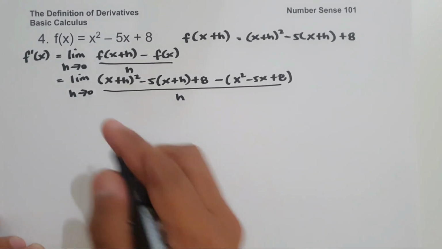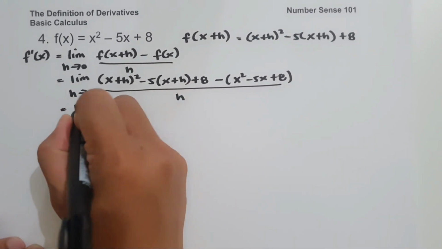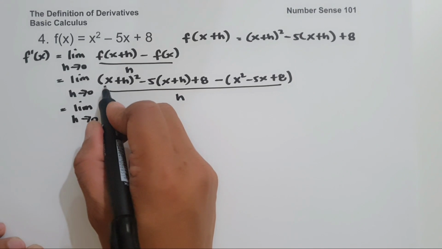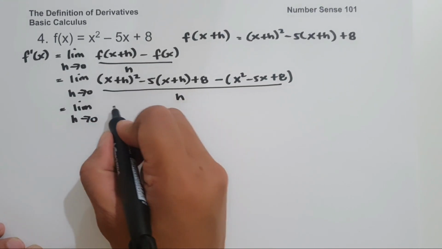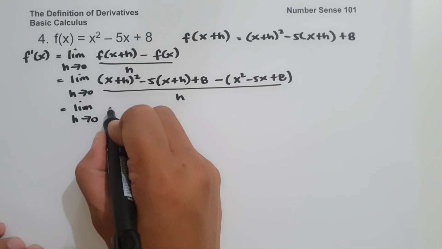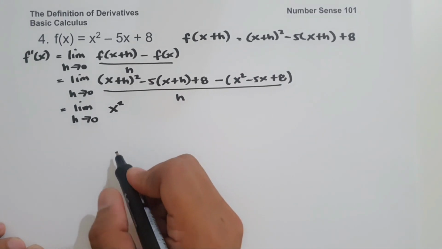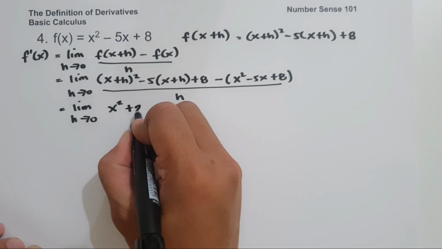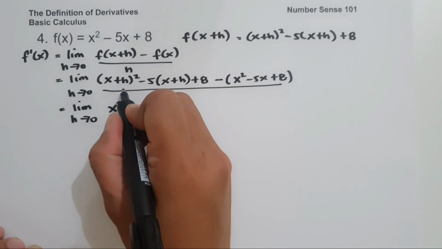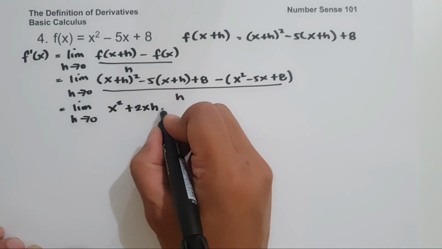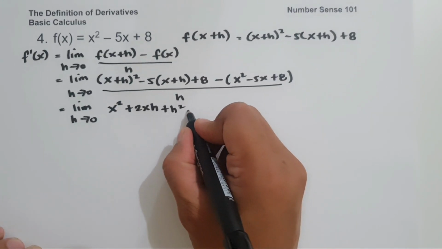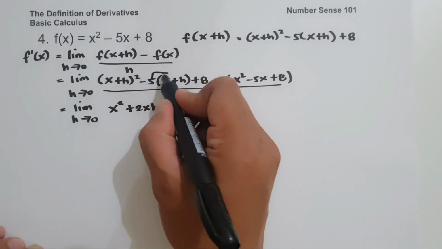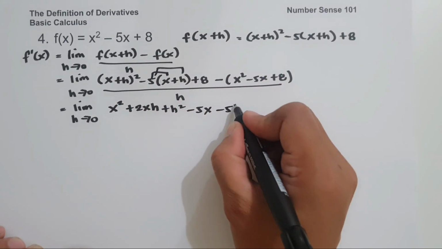So let us simplify. Let us have limit as h approaches 0. Let us have the square of binomial, that is x plus h squared. We have x multiplied by itself is x squared, and then x times h is xh times the constant 2, that is 2xh, and then h multiplied by h, that is h squared. Let us write negative 5, and then multiplied by x, negative 5x. Negative 5 multiplied by h is negative 5h.